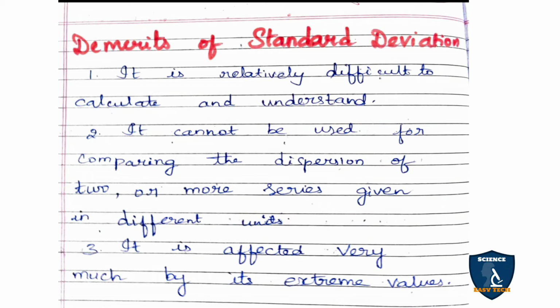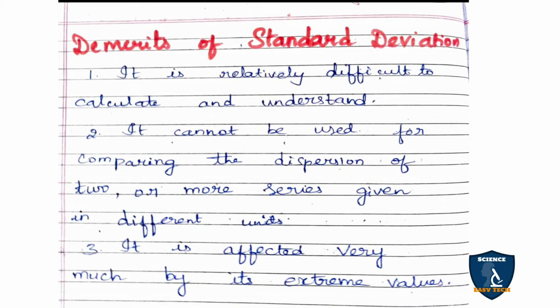And it is affected very much by its extreme values. Suppose the given data contains extreme values. So already I have posted a video on range. Range is nothing but the difference between the highest value and the lowest value. Here, for example, I will give some raw data: 2, 4, 6, 9, 20. See here, the smallest value is 2 and the greatest value is 20. So the difference is going to be very much.